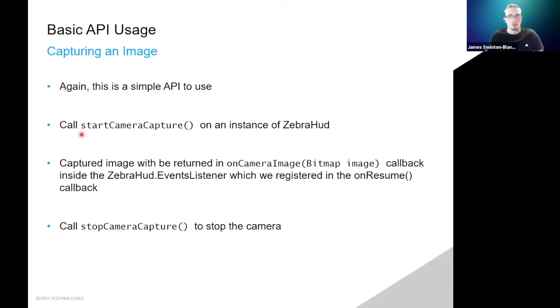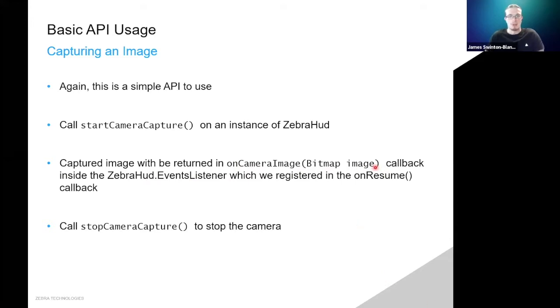So the first thing we'll do is call start camera capture, and then this will immediately start capturing images. Those images are returned sequentially into the on-camera image callback, which can be registered in the onResume callback. So by calling zebrahud.onResume and passing through an instance of this event listener interface, we would then be able to receive our on-camera image callback, and it will provide us the image in bitmap format. Once we've received that image and we're happy with the result, we can then call stop camera capture, and there will be no more subsequent calls to the on-camera image callback.